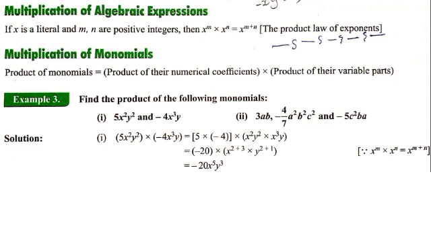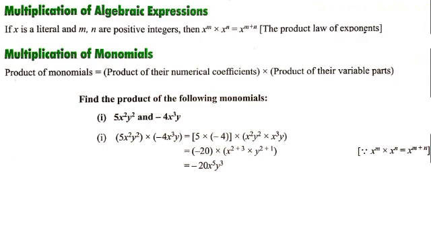Here, first divide the terms into constants and variables, as coefficients and variable parts, which is 5 × -4 × x²y² × x³y. Now multiplying, we get -20 × x²⁺³ × y²⁺¹, because in the product law of exponents, if the same variable has different powers, then we can add the powers. So we get -20x⁵y³.